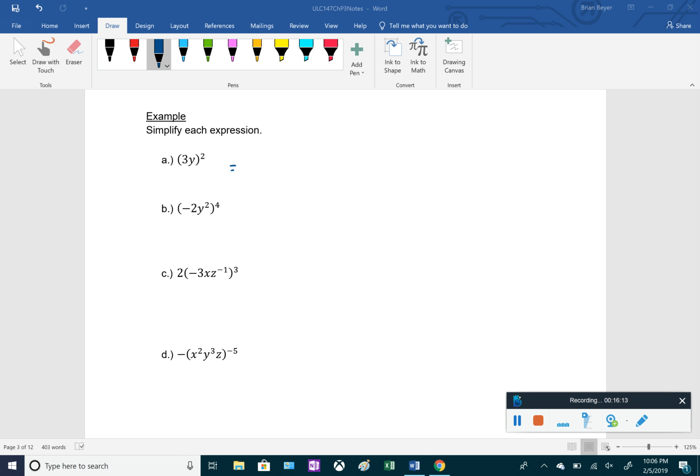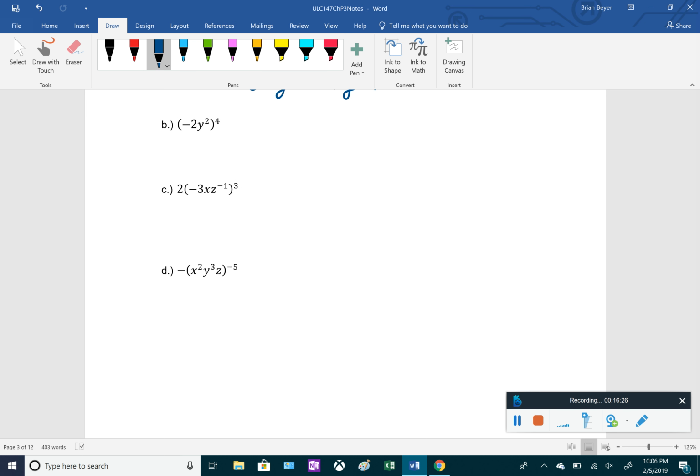So that's going to be, based on this rule, 3 to the second times y to the second. We give both of those factors the exponent. So that's going to be 9y squared. Next one, negative 2y to the y squared, all to the fourth. So we need to give both of these factors an exponent of 4, so negative 2 to the fourth times y squared to the fourth.